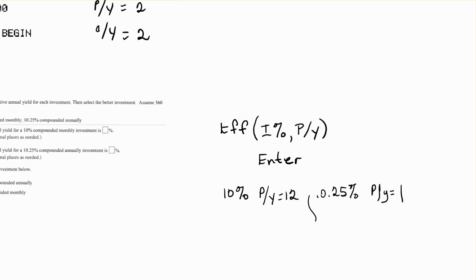So let me go back. All right, and I got 10.47%. That is as if the simple interest rate, where you didn't compound it every month, was 10.47.